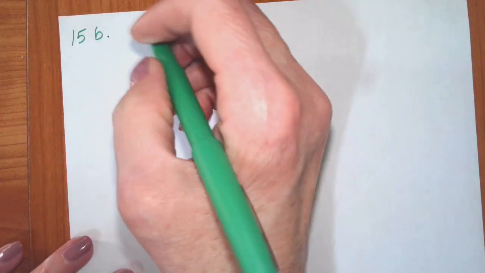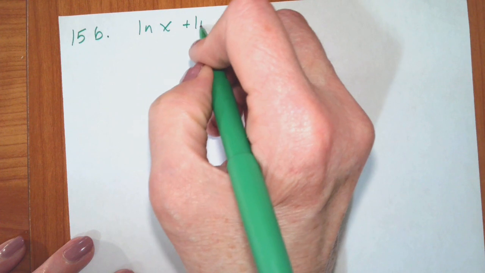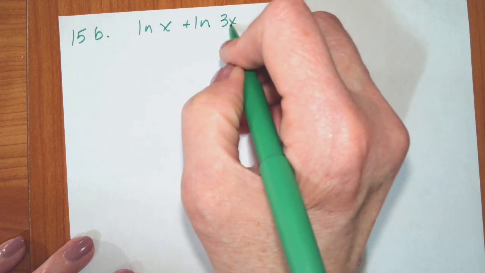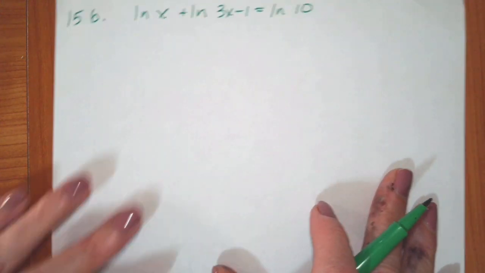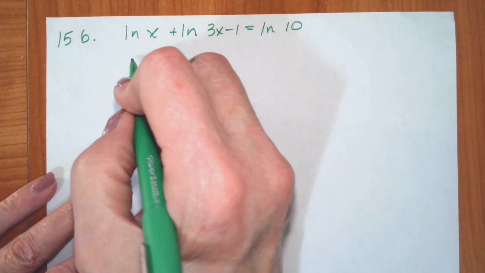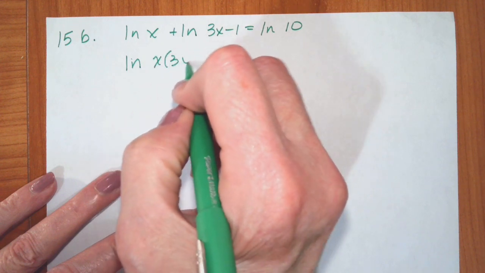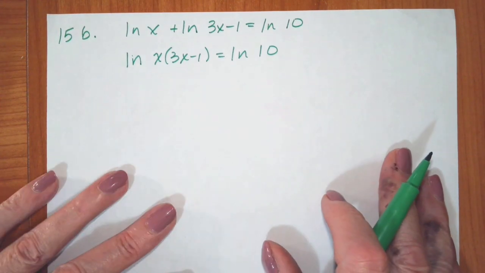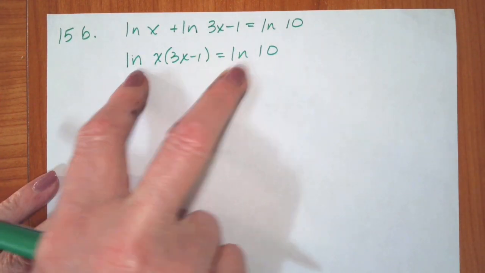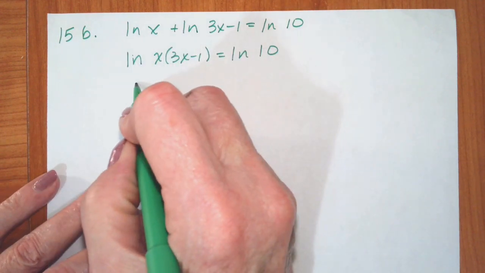Okay, for 15b, I have the natural log of x plus the natural log of 3x minus 1 is equal to the natural log of 10. Okay, same basic process here. I'm going to turn this side into the natural log of x times 3x minus 1 equals the natural log of 10.